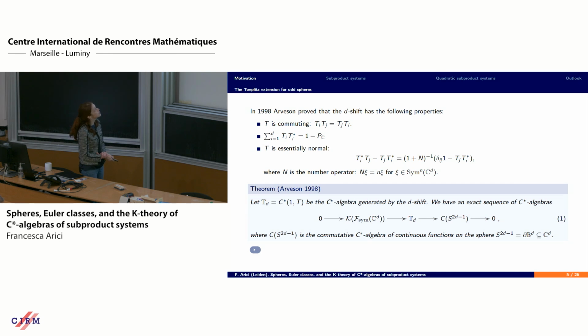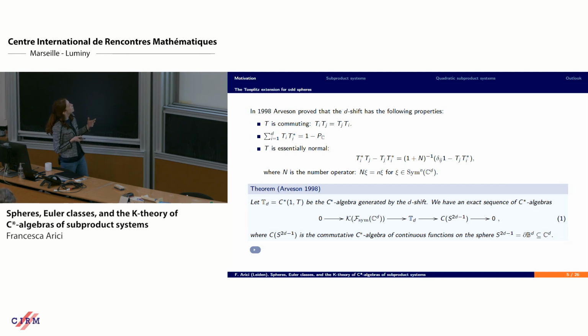When you sum up Ti and Ti star, you get the identity minus the projection onto the vacuum, or the 0th level of your Fock space. And the operator is essentially normal, meaning that Ti star and Tj commute up to some compact operator. And the expression for the commutator between Ti and Tj contains actually the number operator, which is that unbounded operator that tells you, when you apply it to a tensor of a given length, in which component you are. So it's the usual number operator from physics, I guess.